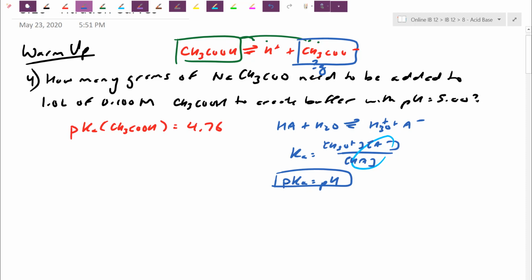So right now, if I had equal amounts, I don't know exactly, but they actually give you the concentration. The concentrated acetic acid is 0.100 molar. If the acetate was also 0.100, I would know that the pH right away is equivalent to pKa because those terms would have died away.